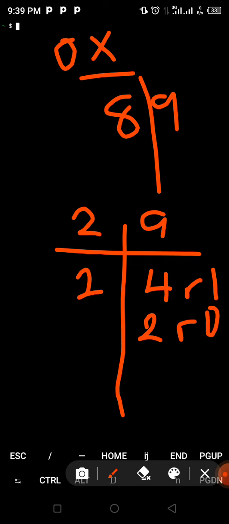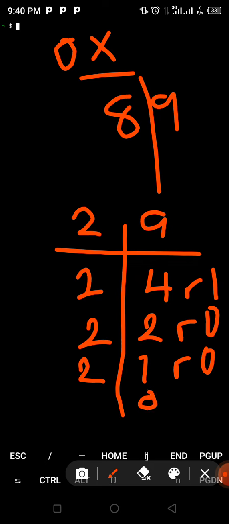2 goes here. That should be 1, remainder 0. And 2 goes here. That should be 0, remainder 1. So under 9 we have 1, 0, 0, 1.